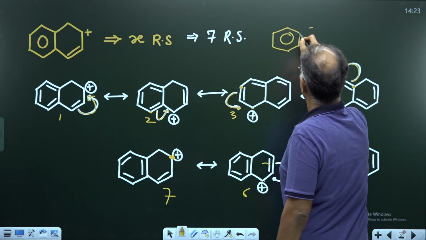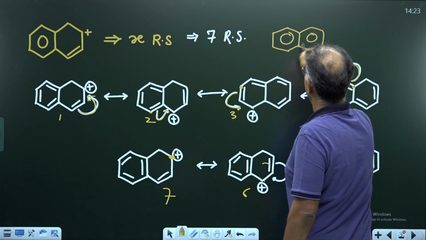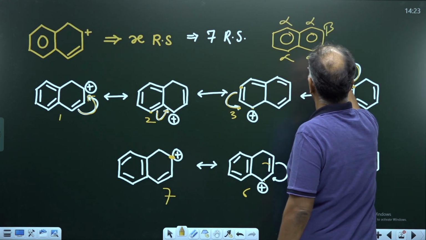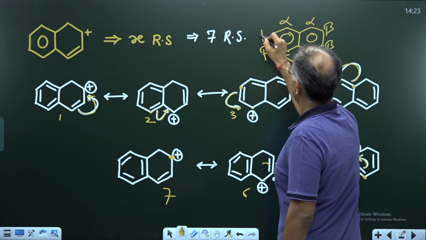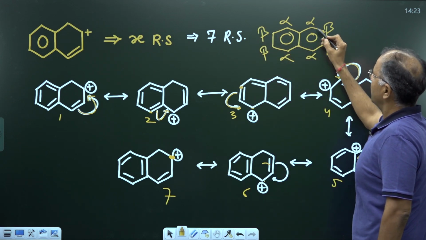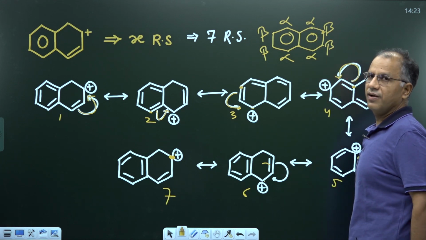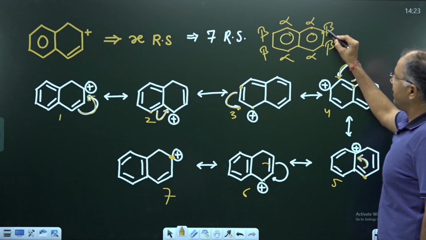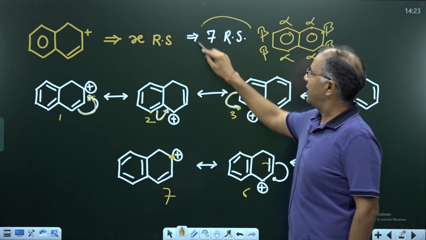This is the structure of naphthalene. In naphthalene we have two types of positions, two types of carbon. It is alpha carbon and the next one is our beta carbon. If carbocation is here, then we call it beta. If carbocation is here, we call it alpha. Got it? So if carbocation is at beta position, there will be 7 RS.